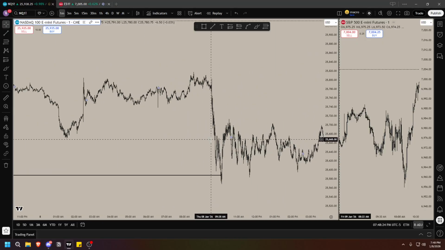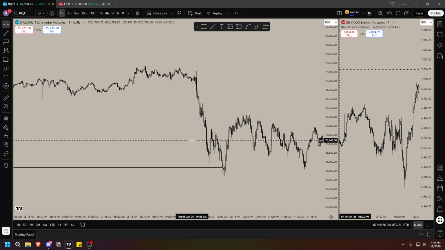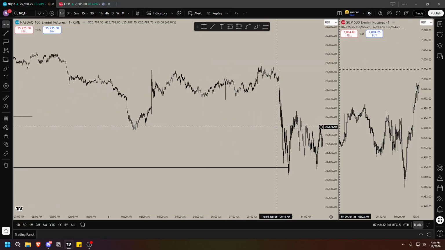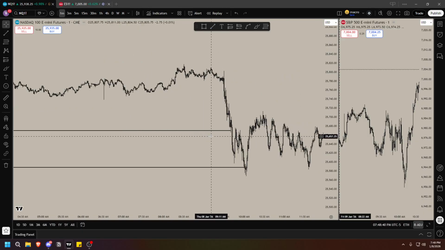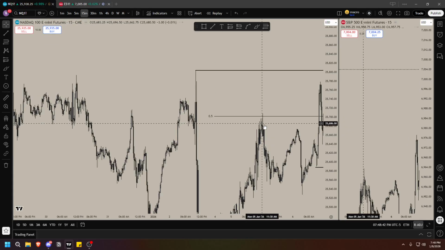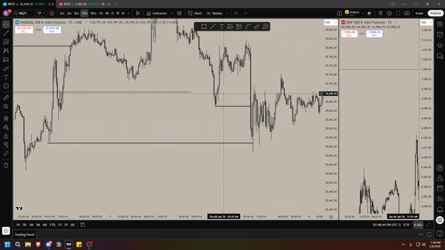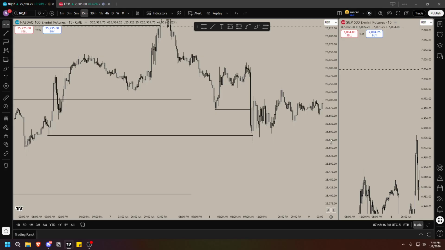Let me find it. He was talking about right here. This was here. It was even London time, but we were close to it. On the 50-minute, what do you see? You have a low that was placed inside of Asia, or literally right out of Asia, and not even in London time.